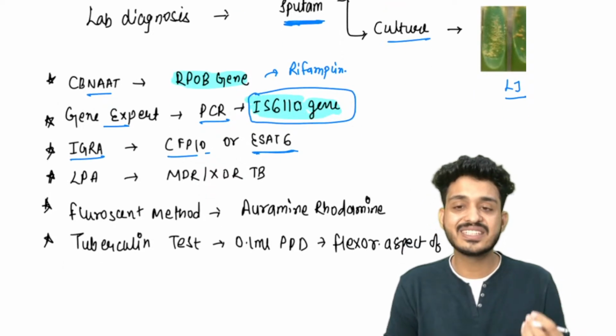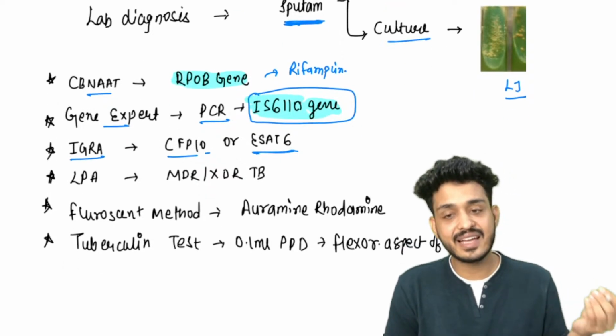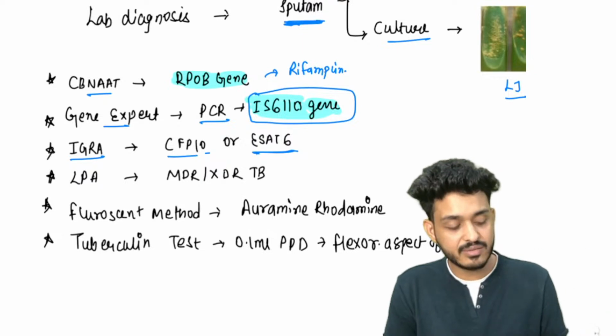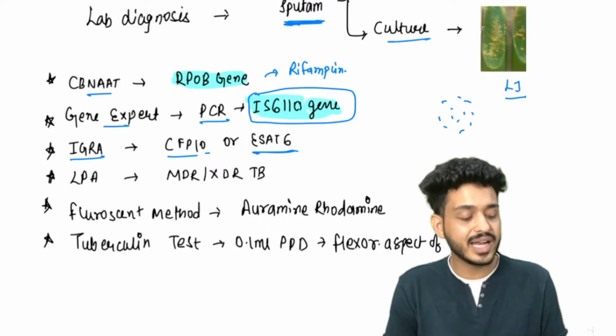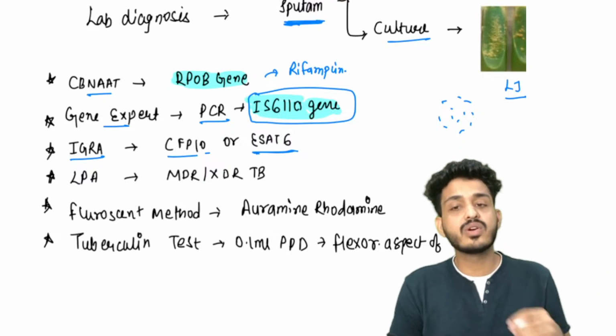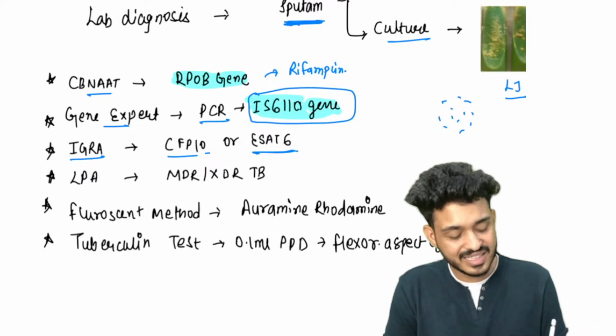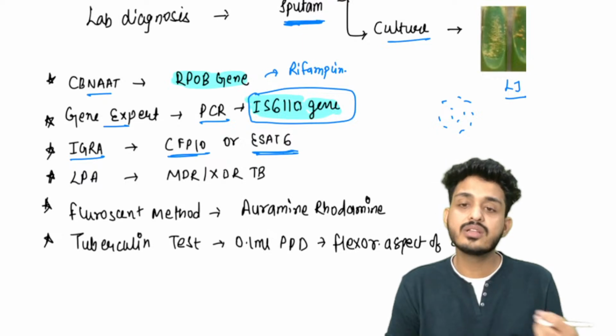Okay, it is basically the interferon gamma release assay. Basically what is happening, whenever bacteria come, what will happen around it? Interferon gamma will form a layer. What will happen whenever it is released? It will come into the blood. Okay, so we can check for that.